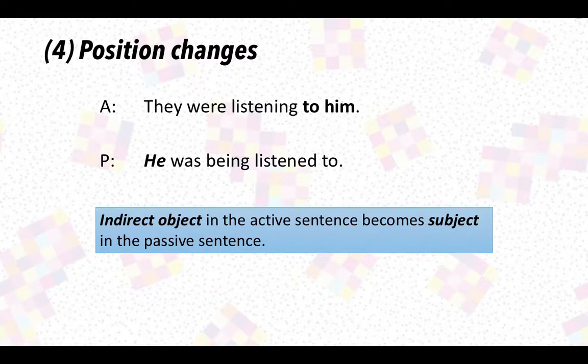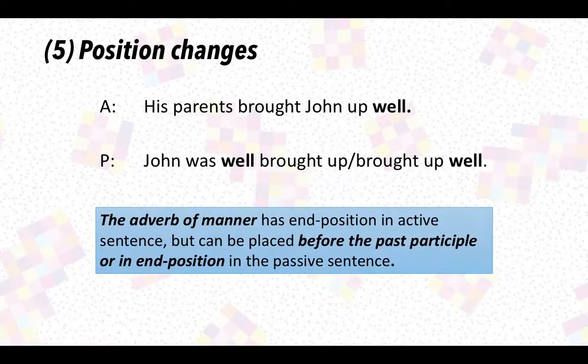Sometimes you might have a prepositional phrase in your active sentence, such as to him in this sentence. This can also become the subject of your new sentence. Pay attention, however, to the placement of the preposition. Don't put it in front of your sentence, so don't say to him was being listened or something like that, but leave it at the end of your sentence. Adverbs of manner sometimes change places when going from active to passive. In the active sentence, for example, the adverb well is put at the end of the sentence. In its passive equivalent, however, two options are possible. It can stay in end position, or it can also be placed before the past participle. Both are correct options.